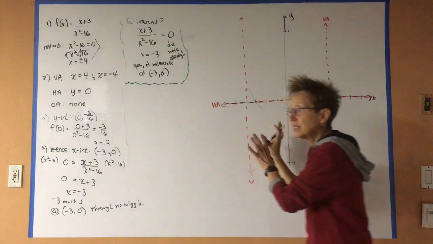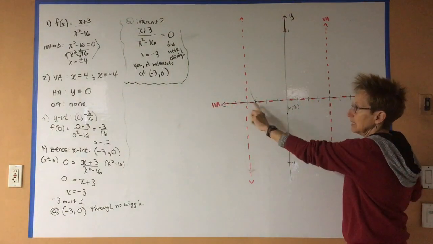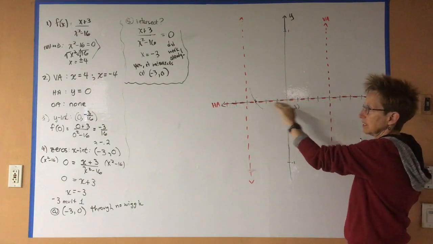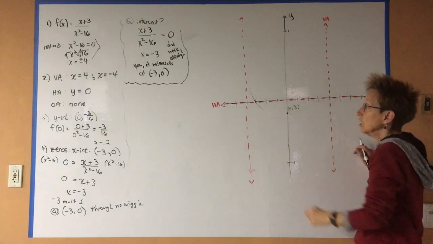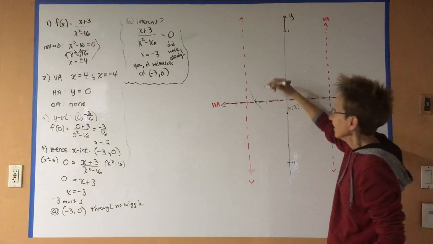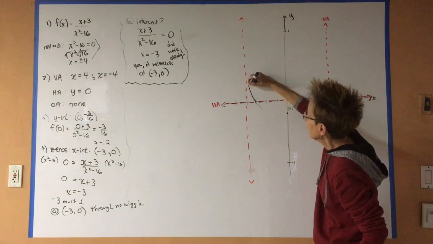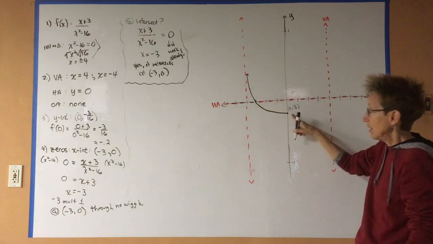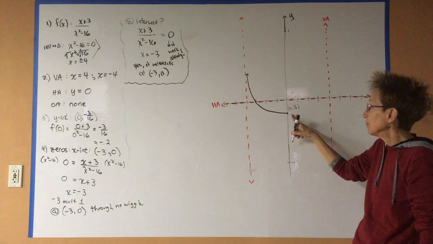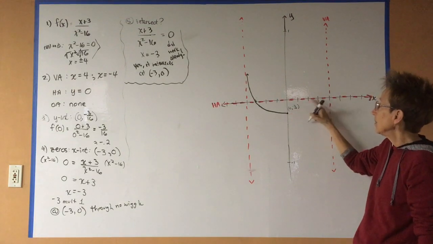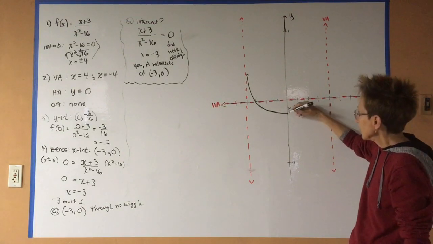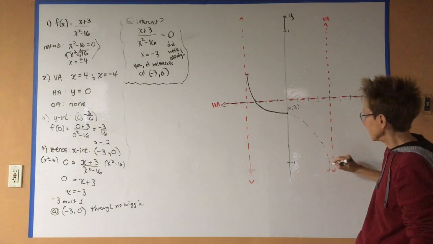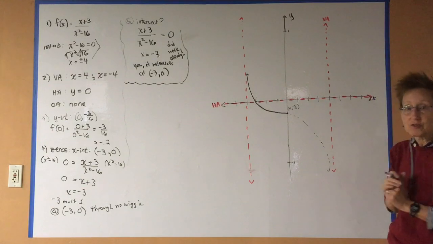So as I draw this, I'm never again going to touch the HA. Never ever touch the VAs, and I'm never again going to touch the HA. The only place I'm touching is right here. So now I'm absolutely certain that this is going to come through here and approach the VA, come through here, hit my y-intercept, and it's not going to come back up because I can't cross here again. So I'm thinking it's going to come down like this. I'll do it light because I'm going to get some ordered pairs now to try and figure things out.